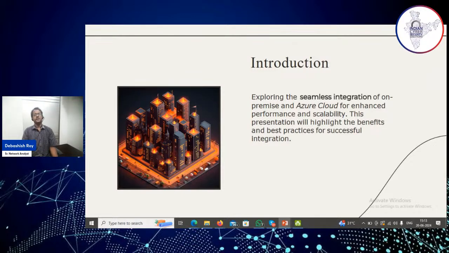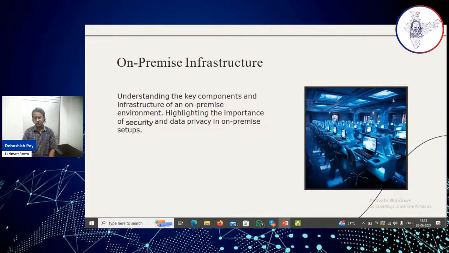So explore the seamless integration of on-premise and Azure cloud for enhanced performance and scalability. So, how to do that? First of all, on-premise infrastructure. Understand the key components and infrastructure of an on-premise environment. So, if you are moving the data to the cloud environment, first you have to make a note on the on-premise infrastructure.